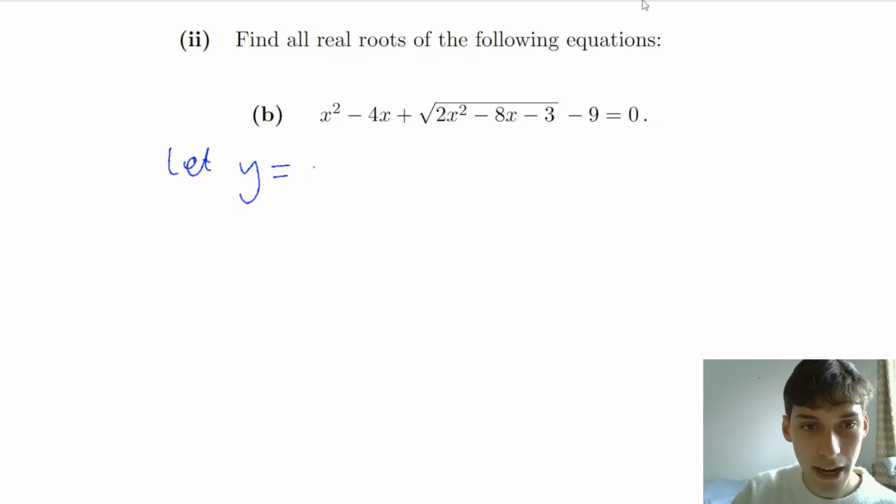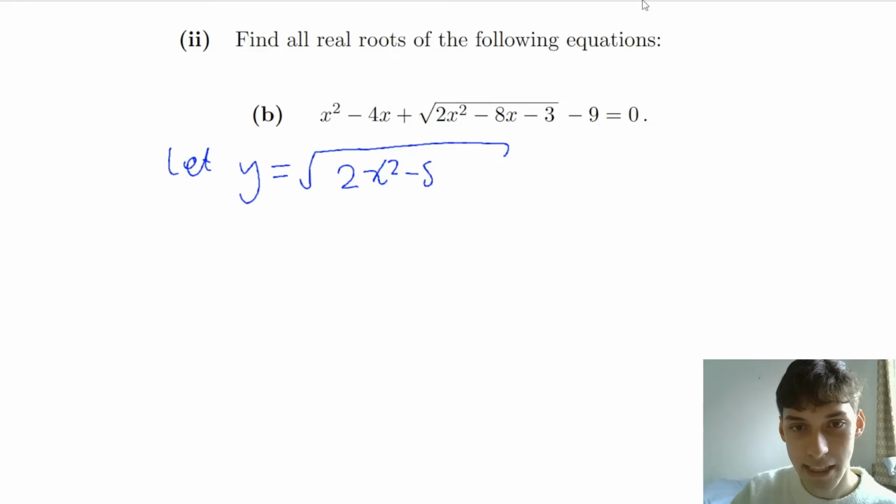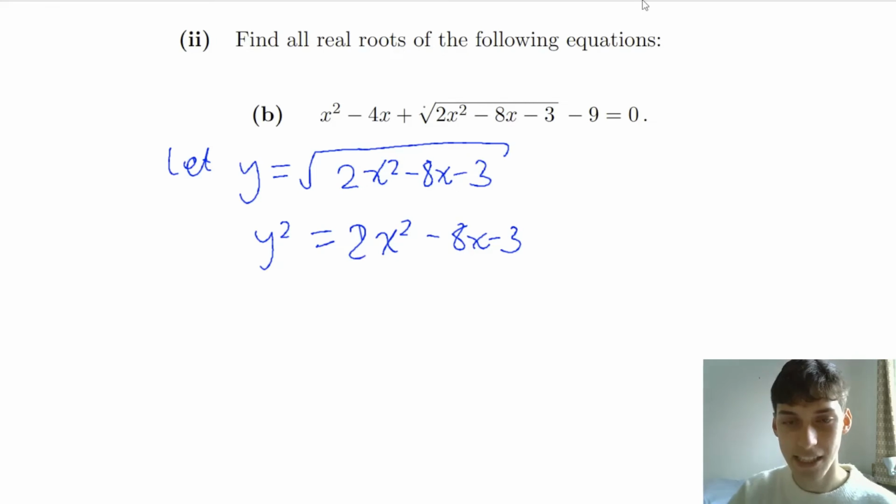We have let y is equal to the square root of 2x squared minus 8x minus 3. And again, this gives y squared is equal to 2x squared minus 8x minus 3. So this is just setting y to be equal to this square root, and we'll see what happens. So let's try to substitute it in. It might again take a couple of lines to replace all of the x's with y's, but we'll give it a go.